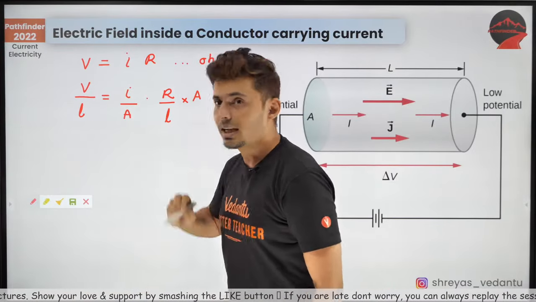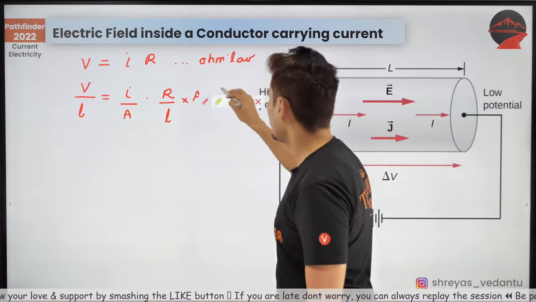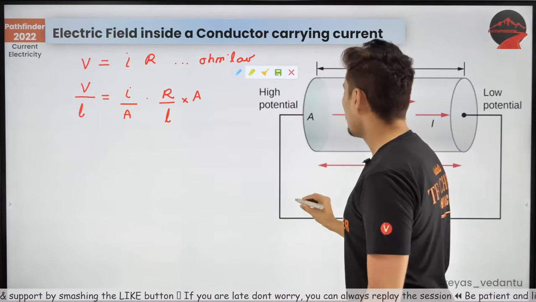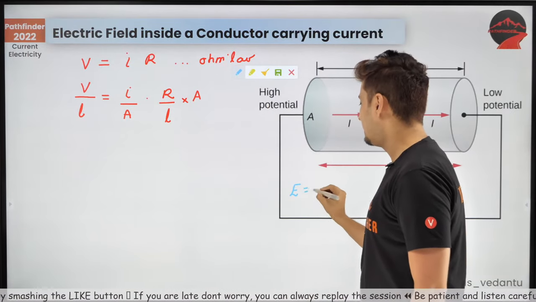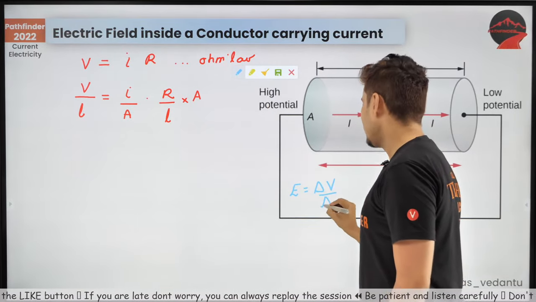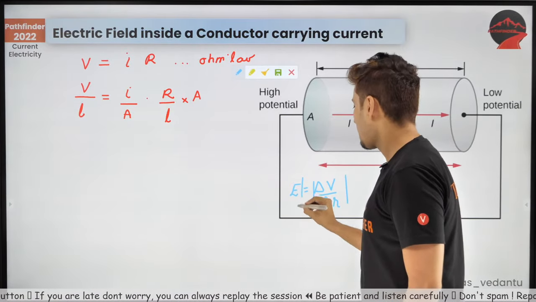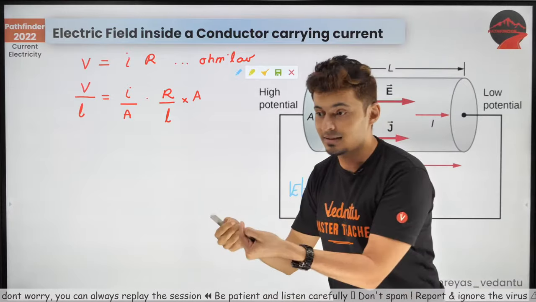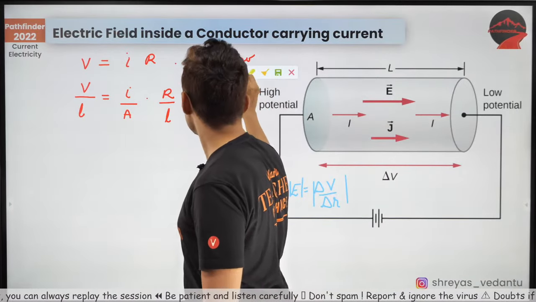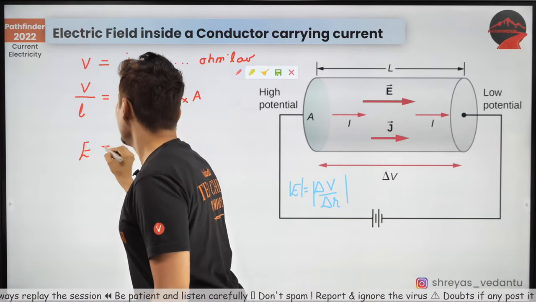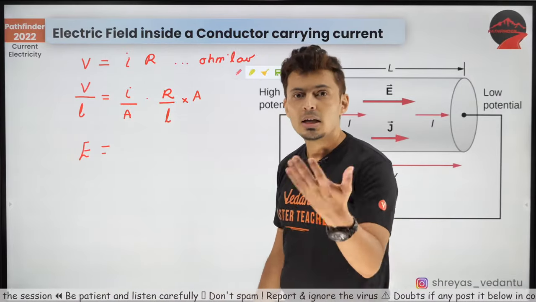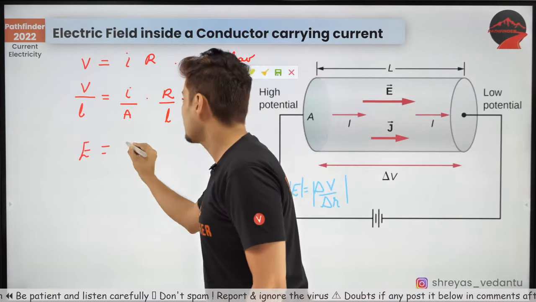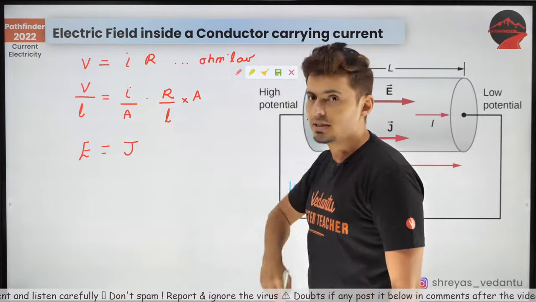Now, what is voltage per unit length? I don't know whether you remember this. What is voltage per unit length? Do you remember field is delta V by delta R magnitude wise? Field is delta V by delta R. Potential per unit distance, so that is E, correct? So this is nothing but E. What is this I by A? It's nothing but current density, so that's J, guys. I by A is J.